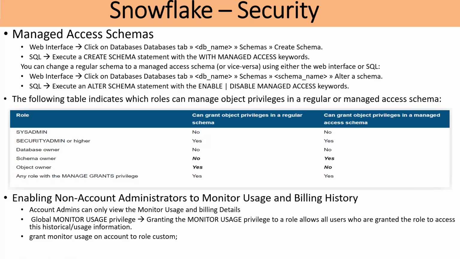Who can grant privileges? Whoever is the owner of the object can grant privileges. If sysadmin is the owner, sysadmin can grant. In our scenario, in a trial environment, sysadmin is the owner, so sysadmin can grant. But in a regular scenario, it cannot grant. Only whoever is the owner of that particular object can grant. Security admin or higher, security admin and then account admin, can grant privileges on a regular schema. Database owner, no, even though the schema is under the database.